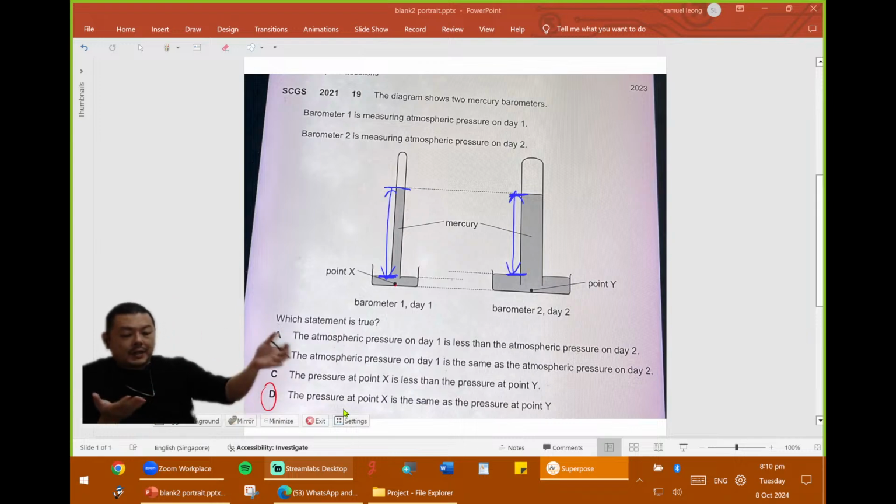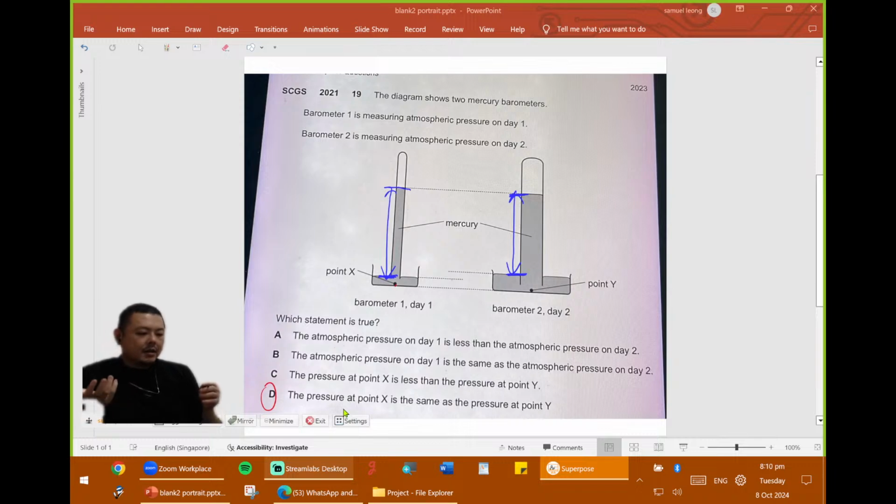If they give you an option saying that atmospheric pressure on day one is larger than on day two, sure, that's correct. But they didn't give us an option, so we just have to figure out what else to choose, right? Because A and B are thrown away already. So we have to choose C and D.